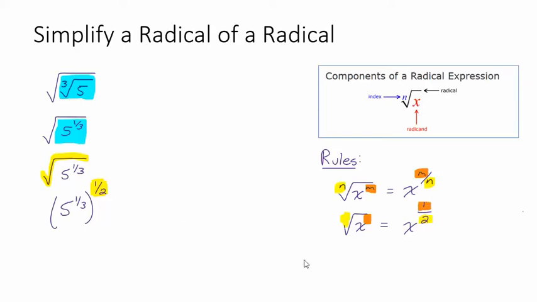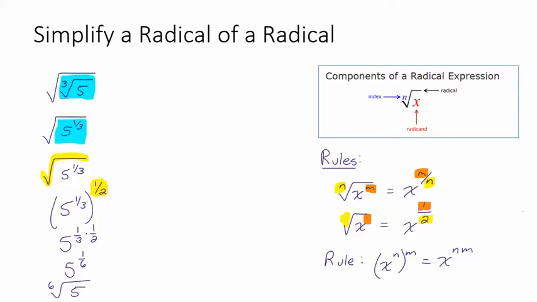All right, next rule. What do I do when I have these two exponents together? We have the rule x to the n to the mth. You got to know these rules. I multiply those exponents together. So to simplify this, I'm going to take 5 to the third to the half, and a third times a half is a sixth. Then I can rewrite this back in radical form as the sixth root of 5.